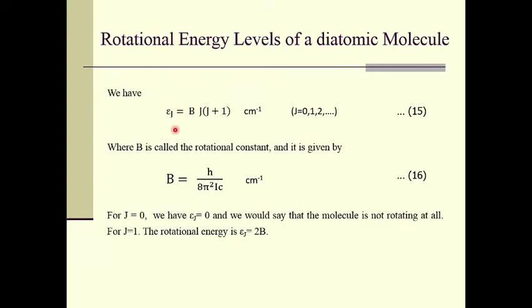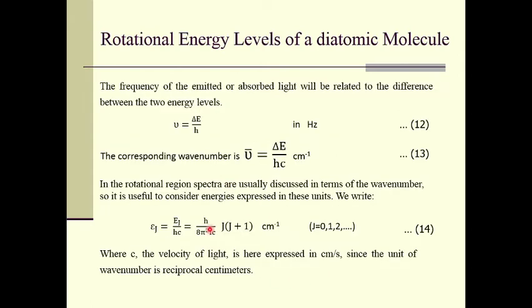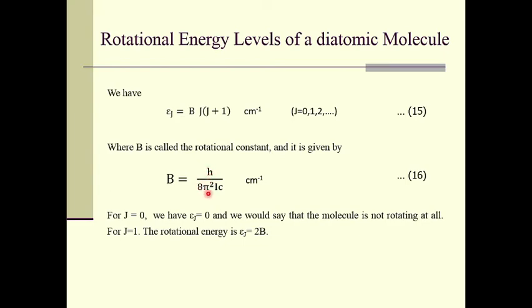So we have this epsilon j is equal to B into J into J plus 1, per centimeter unit. So J is equal to 0, 1, 2 up to infinity, where this B is called the rotational constant, and it is given by B is equal to h upon 8 pi square Ic. So in this equation, this quantity we call it B, B is equal to h upon 8 pi square Ic, and that quantity we have written here.